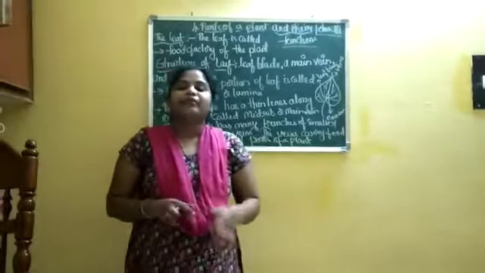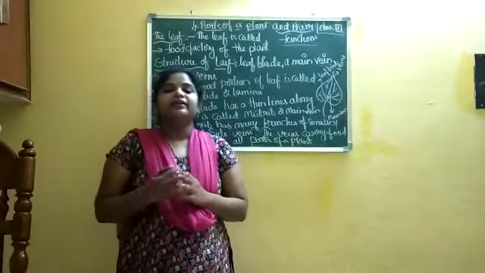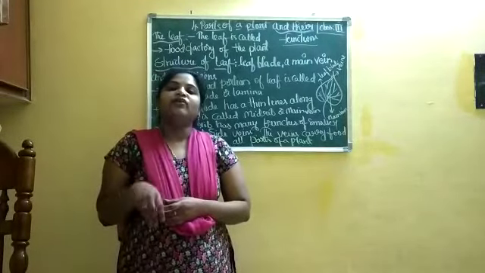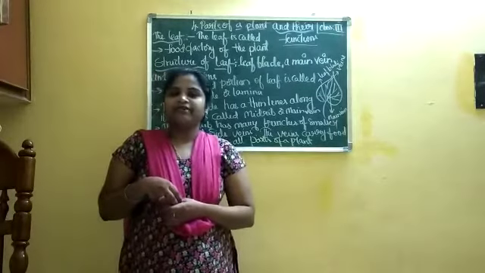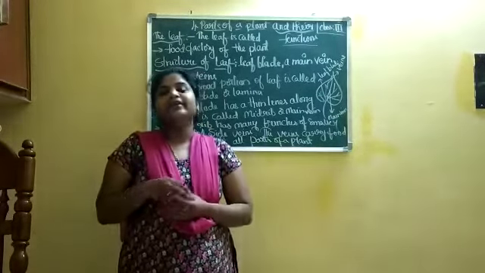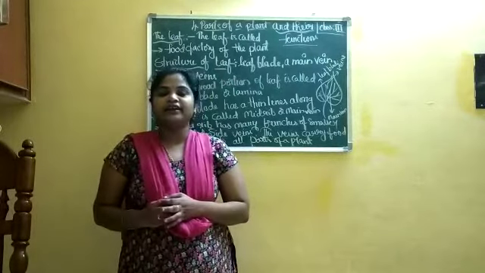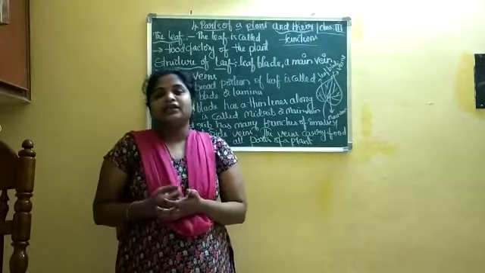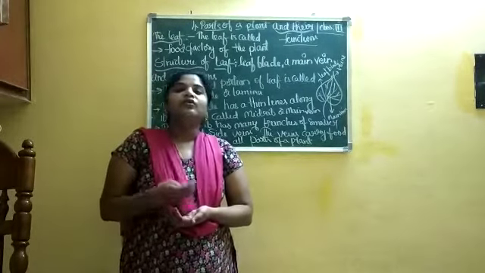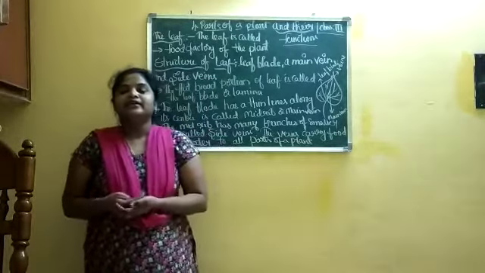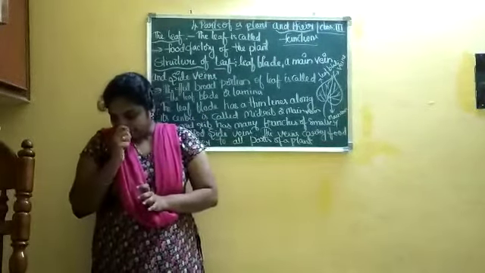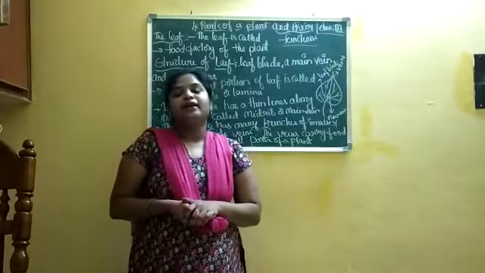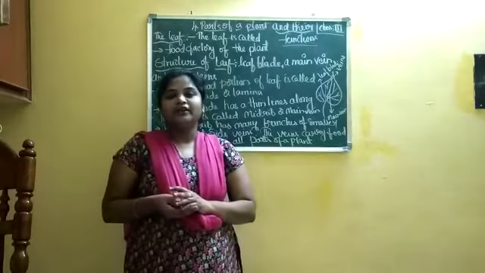Stems are of many types. Big trees have thick and hard stems. Examples, banyan and neem trees have very hard and thick stems. These are called trunks. Next, herbs. Herbs have soft, thin, green stems. Examples, coriander and mint.